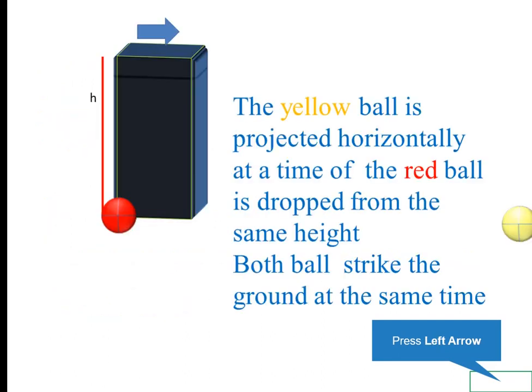Here are the two balls, the red ball and the yellow ball. The two balls are initially at rest. The yellow ball is projected horizontally at the time the red ball is dropped from the same height. Both balls strike the ground at the same time. The time taken by the two balls depends only on the height of the building.